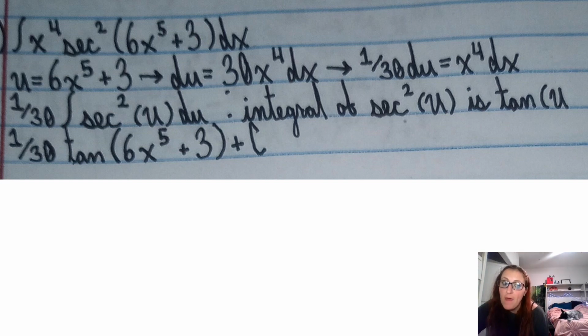Integral x to the 4th power secant squared 6x to the 5th plus 3 dx. u equals 6x to the 5th power plus 3. So therefore du will equal 30x to the 4th power dx, giving us 1/30 du equals x to the 4th power dx. 1/30 integral secant squared u du. Integral of secant squared u is tan u, giving us 1/30 tan 6x to the 5th plus 3 plus c.